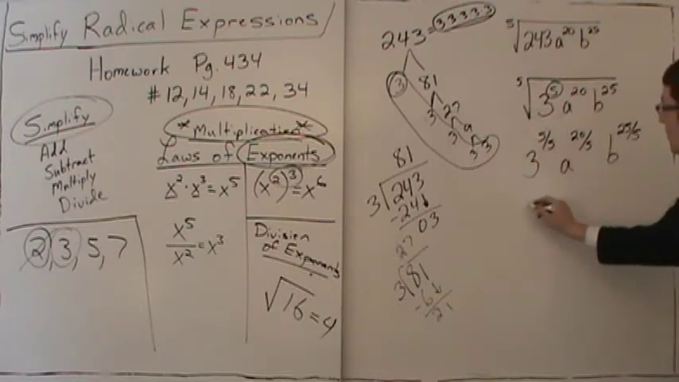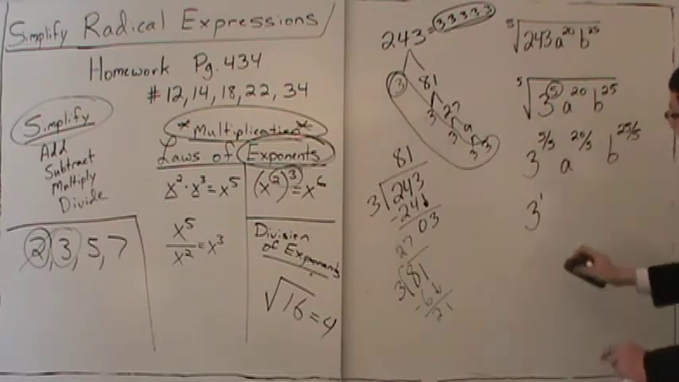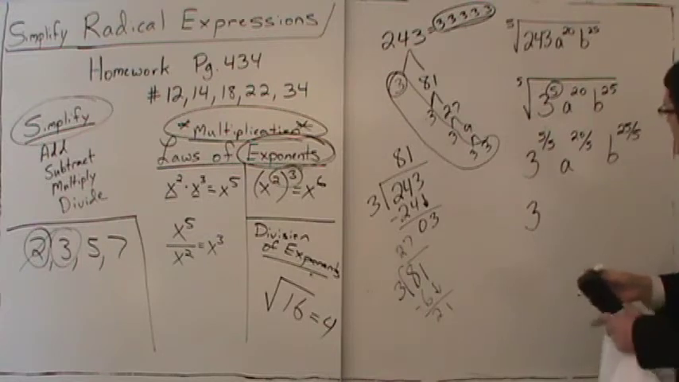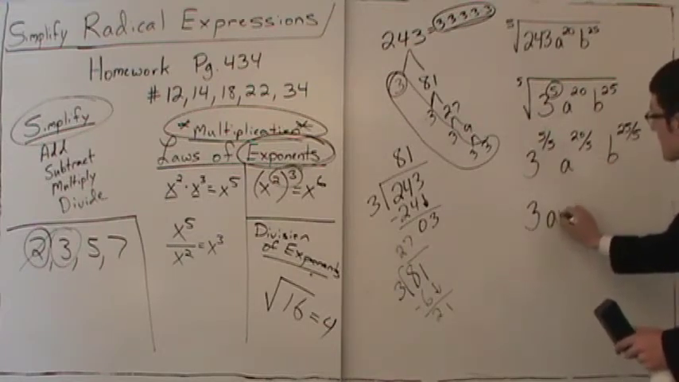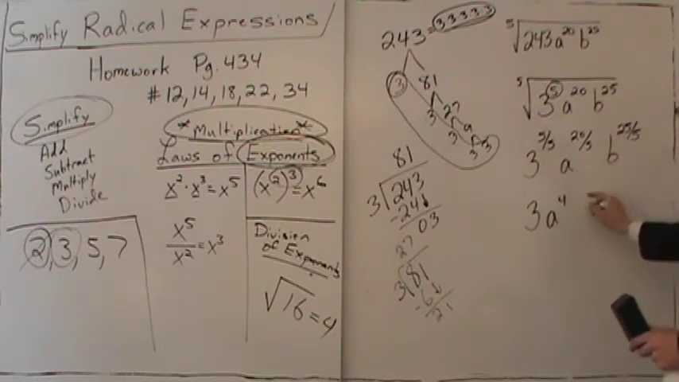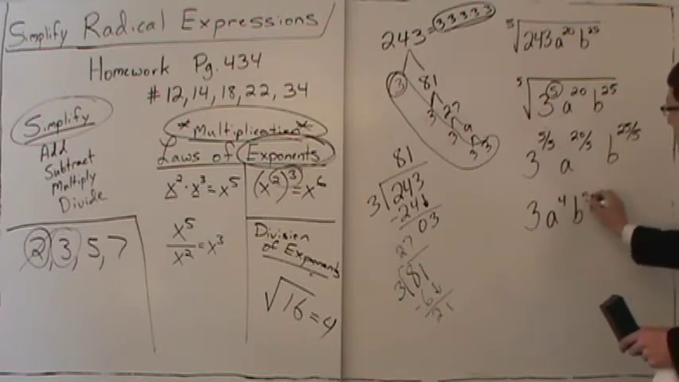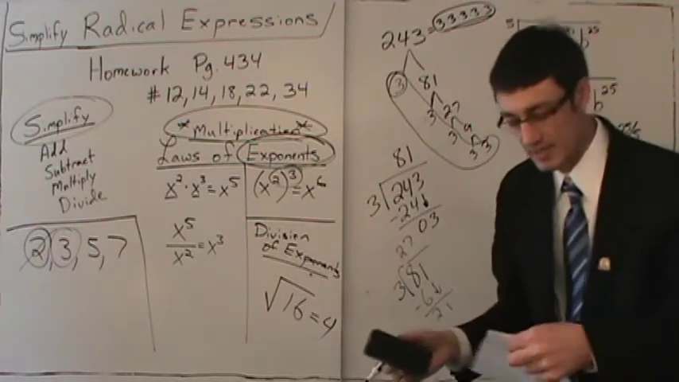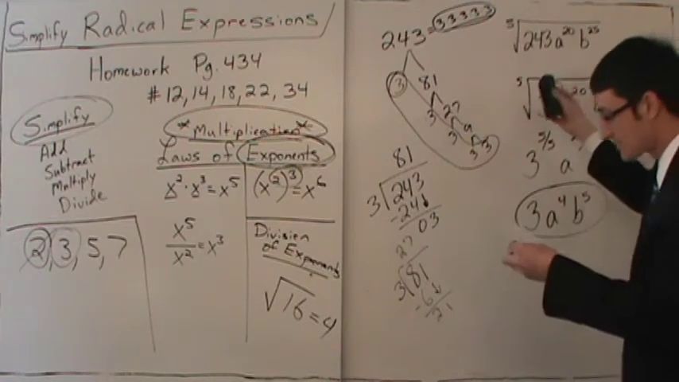5 divided by 5 gives a 1, so we get 3 to the first. Do we need to write the 1? No. Just write 3. 20 divided by 5 gives 4, so we have a to the 4th power. 25 divided by 5 is 5, so we get b to the 5th power. And we are done. So that's all there is to this problem. That's probably the toughest type that's up there.